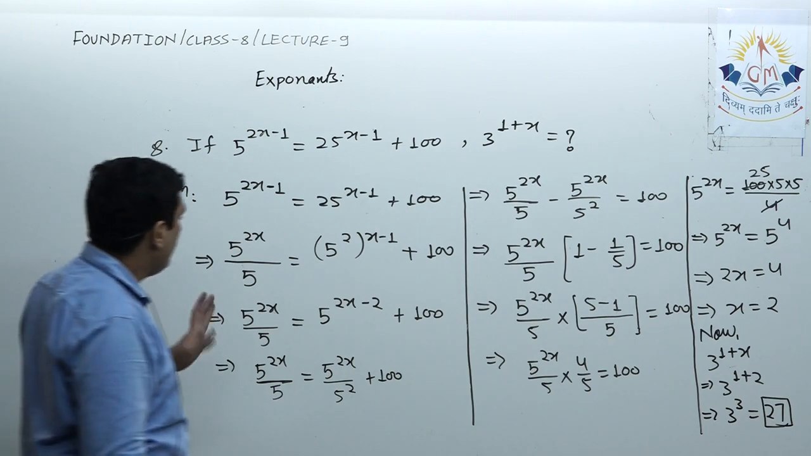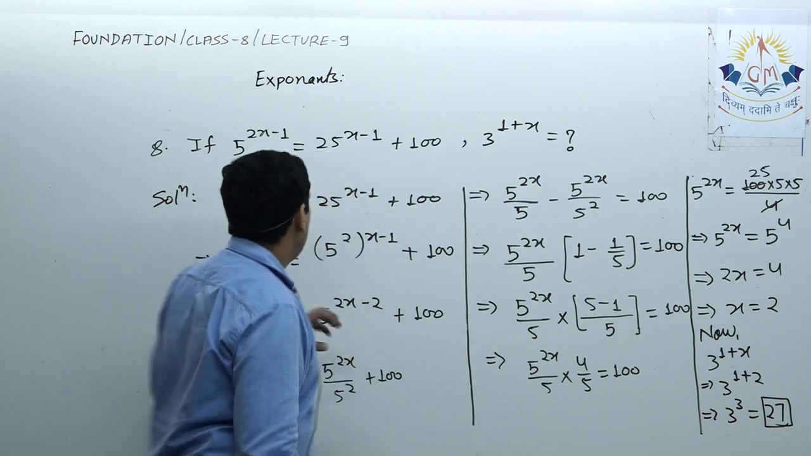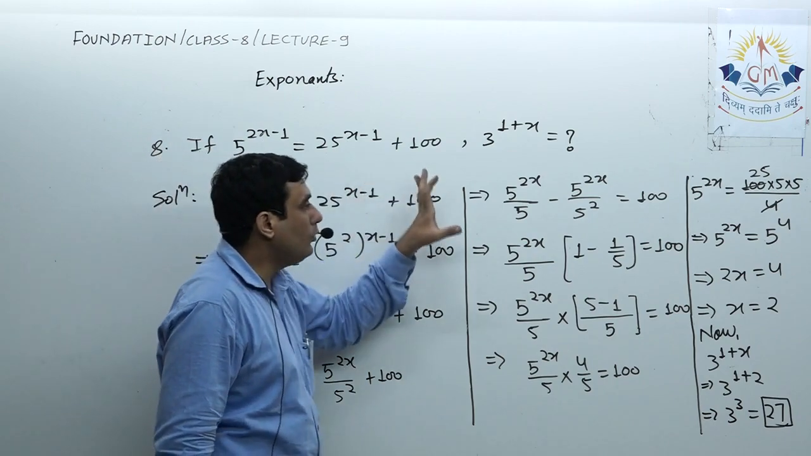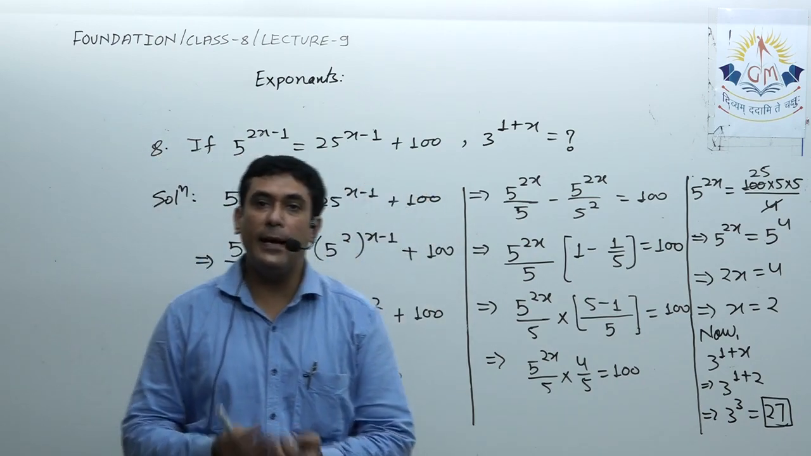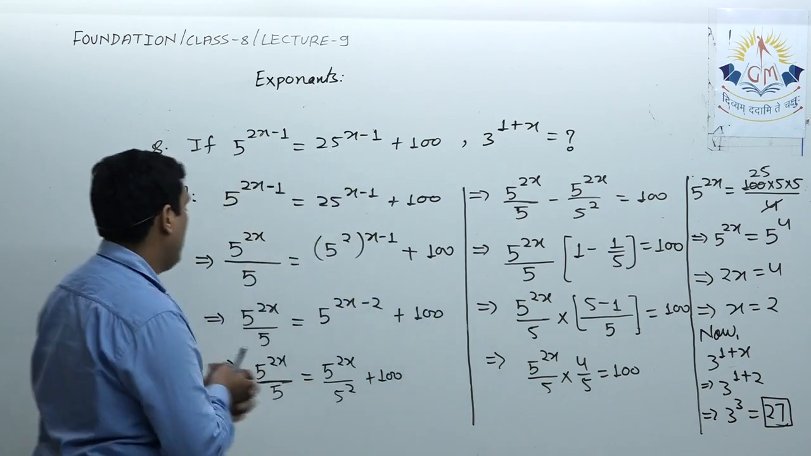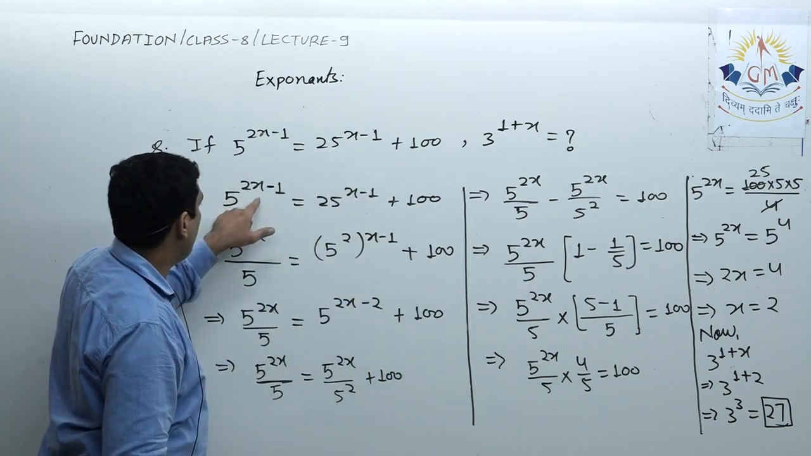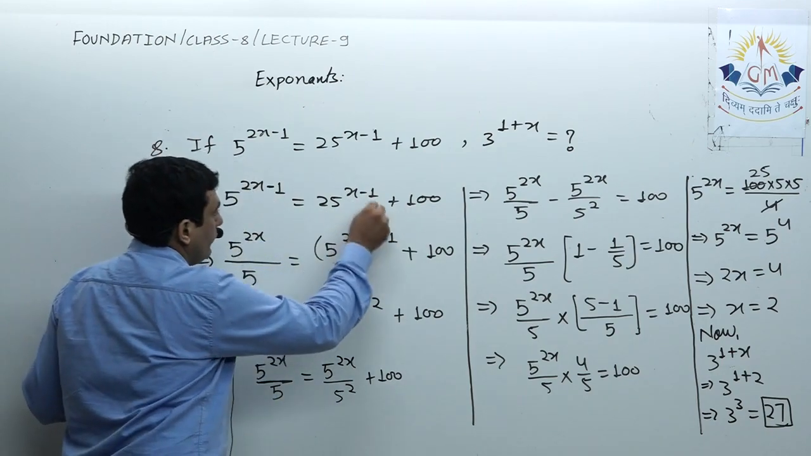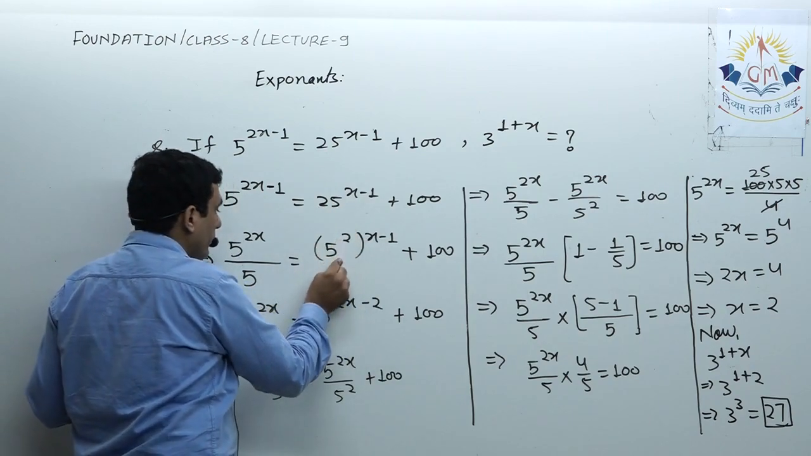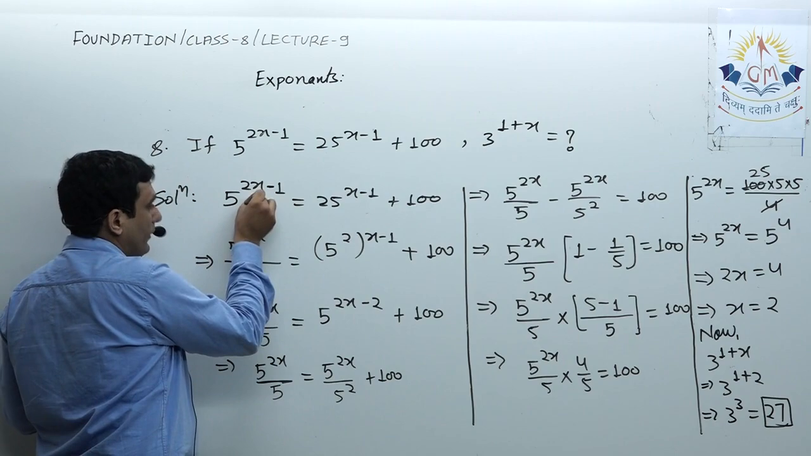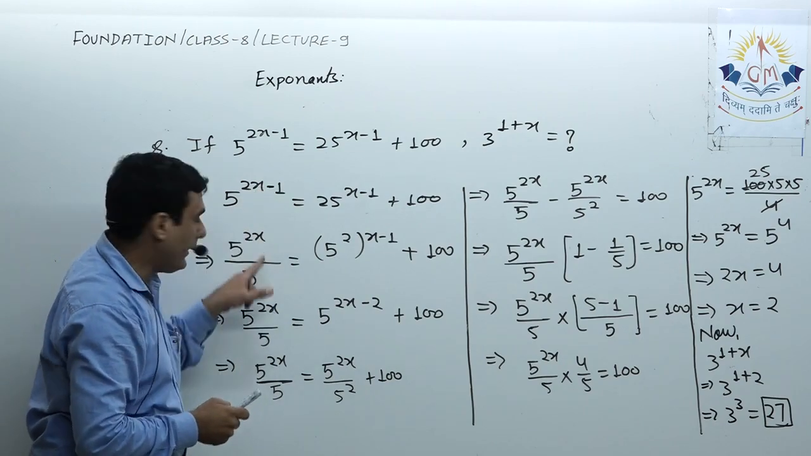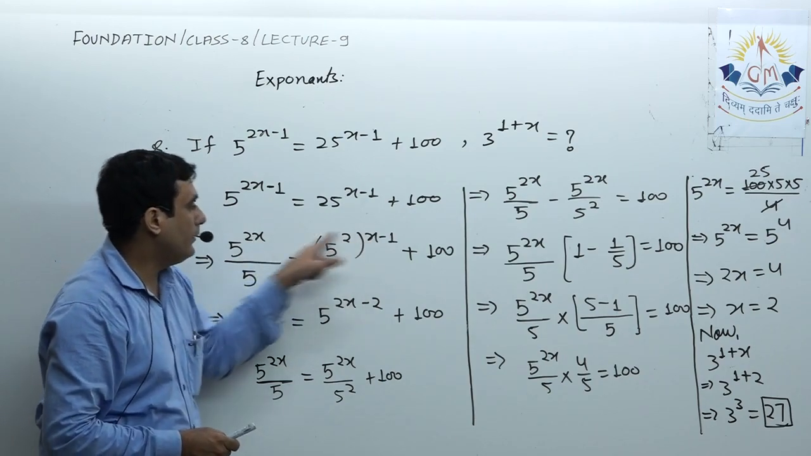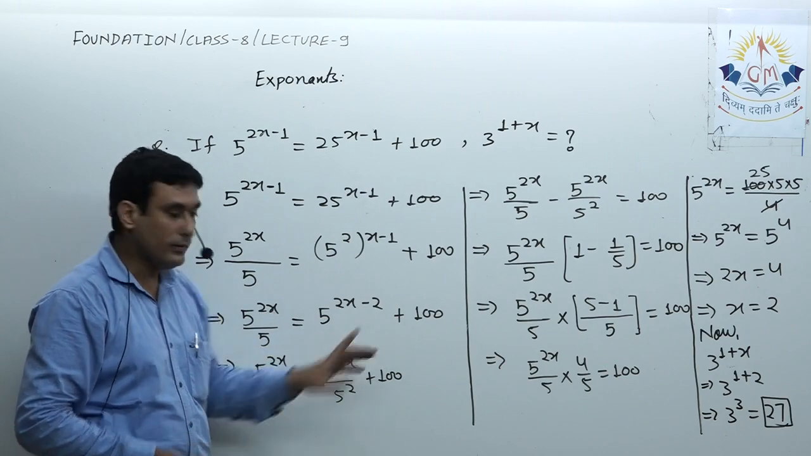Okay, so this question was a little bit different. Okay, so let me explain this to you once again. The basic thing was the same. Ultimately I was trying to convert the left hand side and the right hand side to the same base. So here I started with 5 raised to 2x minus 1, 25 raised to x minus 1 plus 100. So first of all I wrote this 25 as 5 square, and over here I wrote 5 raised to 2x minus 1. So here actually I applied the quotient law. So here I wrote 5. Okay, and here I applied the power law. So I got 5 raised to 2x minus 2.